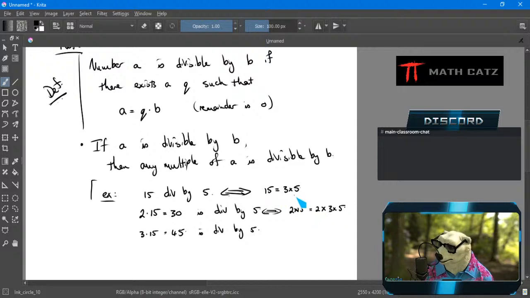So if I insert that in here, I get 2 times 3 times 5, which is 6 times 5. So again, there is some q, some number, so that when I multiply it by 5, I get my 30, my bigger number. So you can do it by way of example.